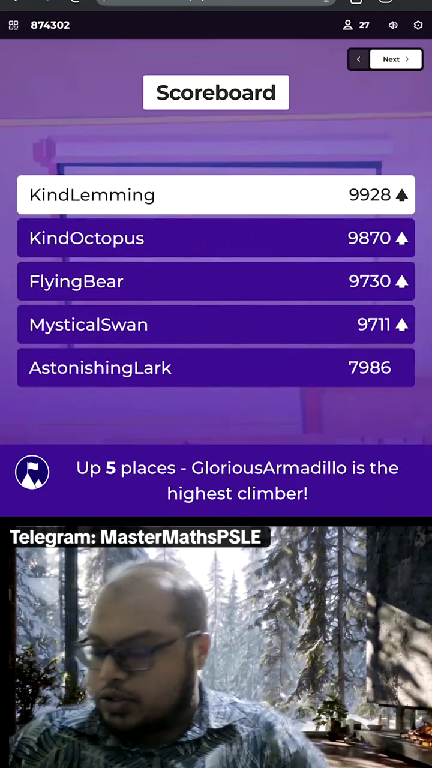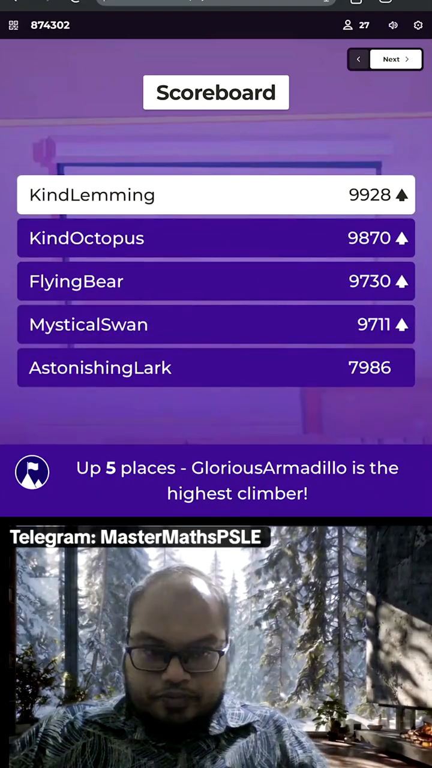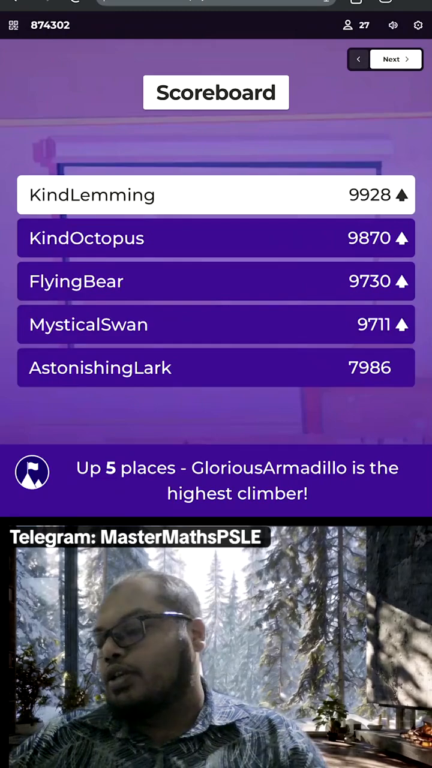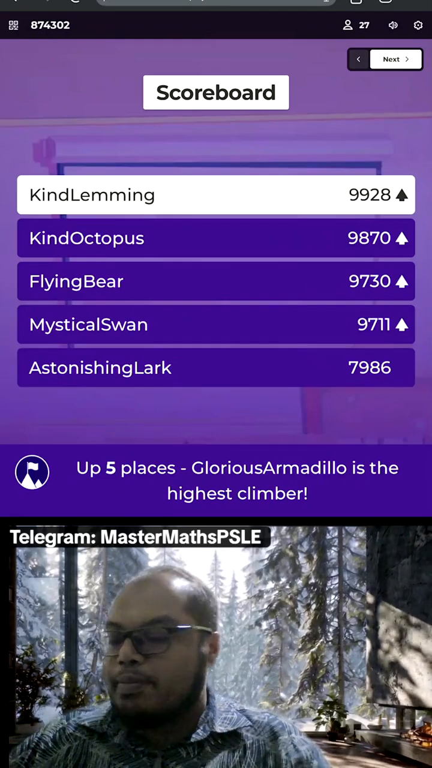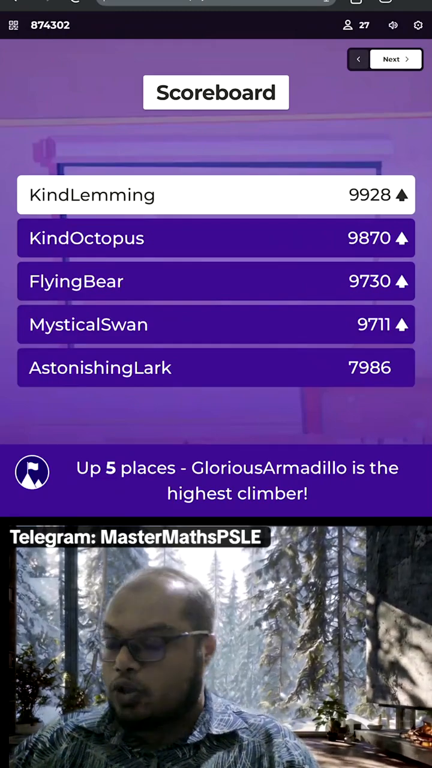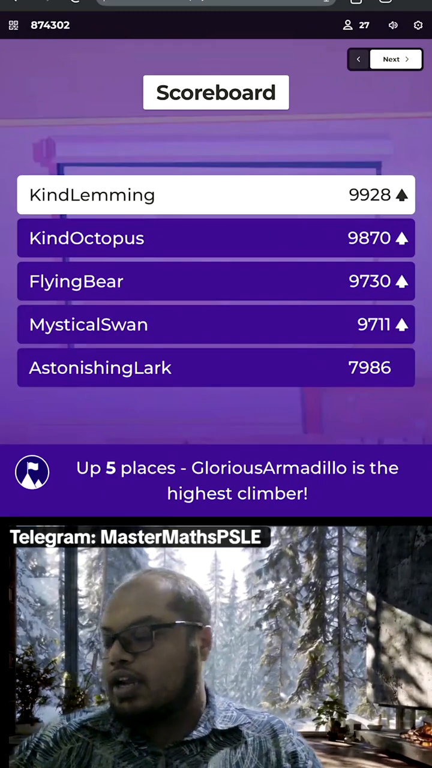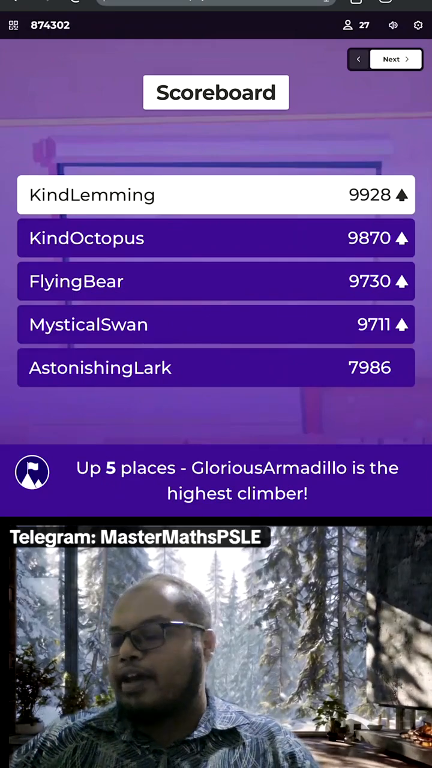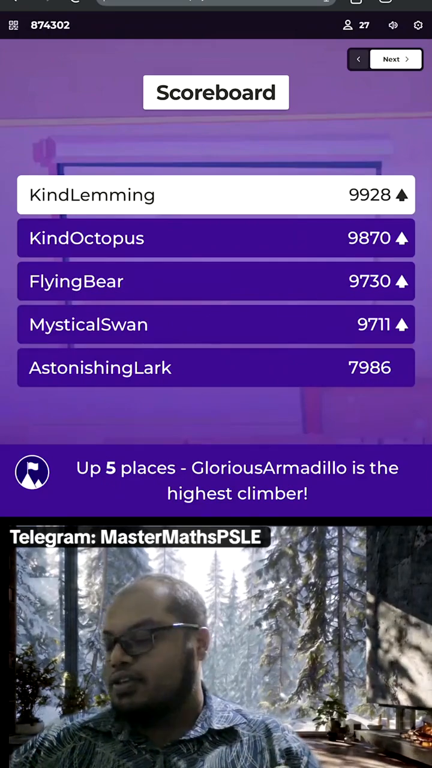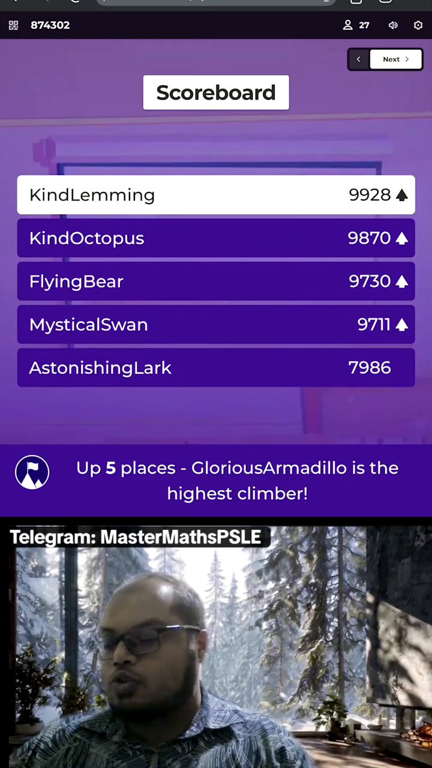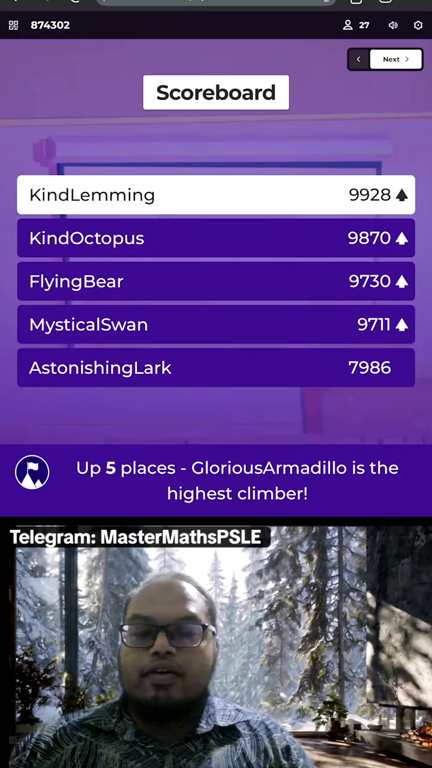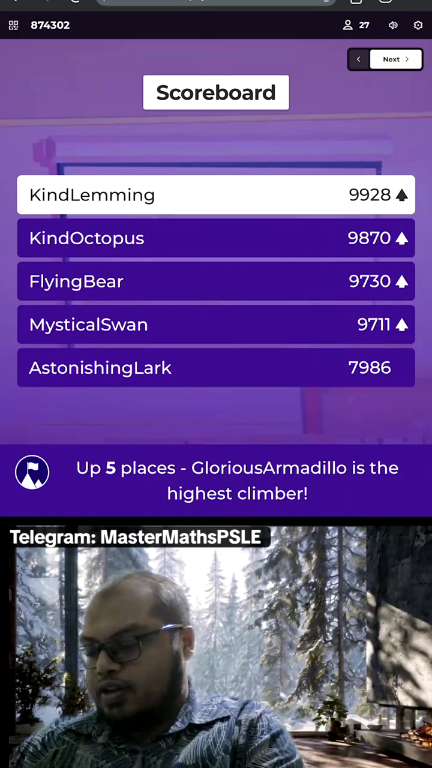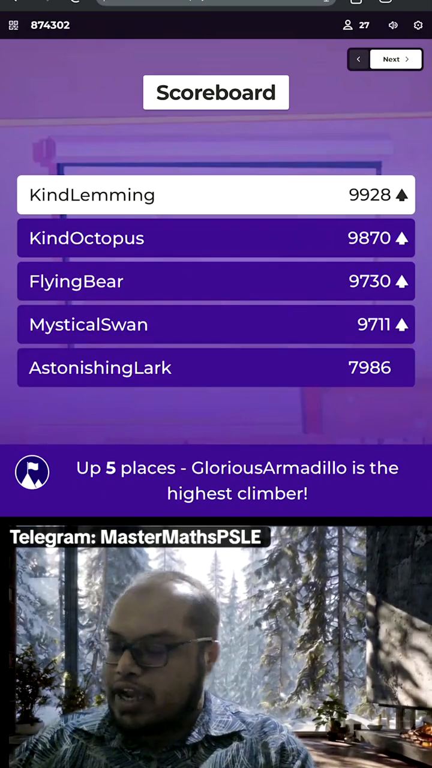Oh no, astonishing luck. There's a part B to this question, so there's one more question. Now we got the kind lemming climbed up to the top position. And kind octopus goes up to second place. Flying bear flies to third place. And now we got the mystical swan at fourth place. Alright, so sorry, astonishing luck.